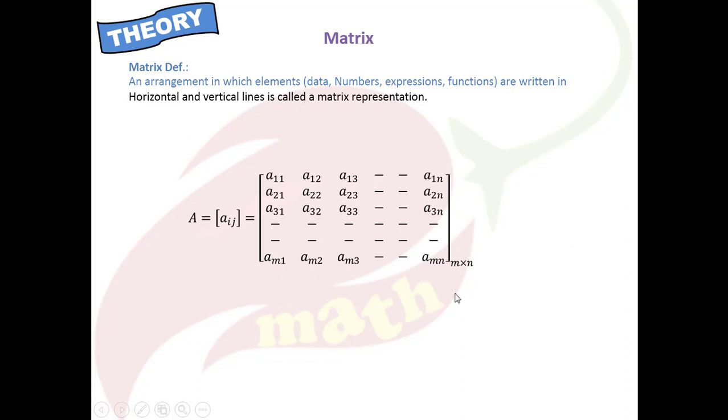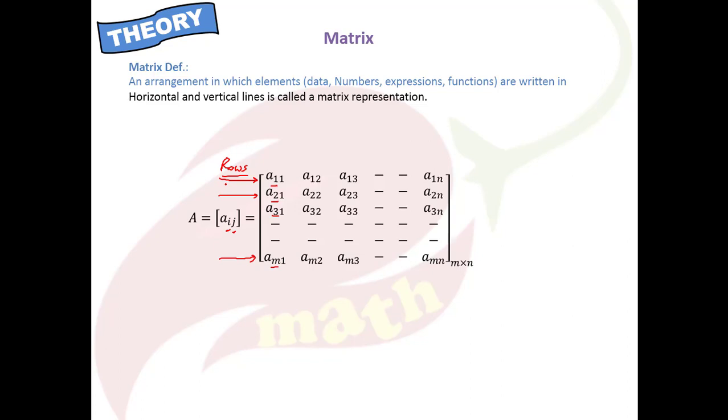Okay. So this is the general form of matrix, which is represented by A. This is Aij, which are the elements. The first one, this i represents the horizontal line and j represents the vertical line. You can see in this matrix we have 1, 2, 3, m, that is m horizontal lines, and we call them rows.